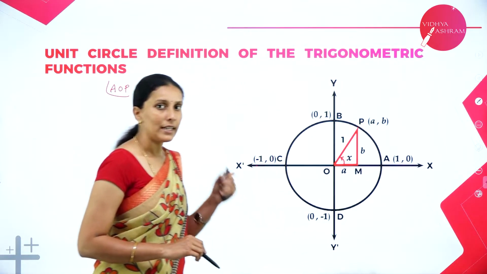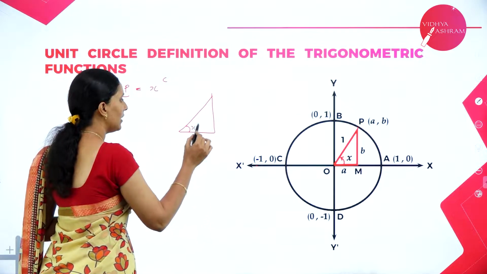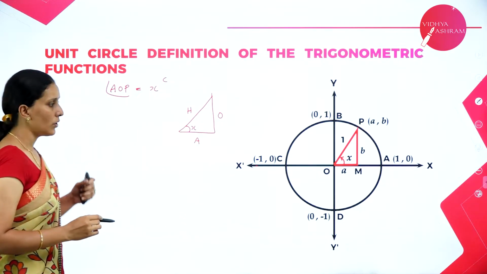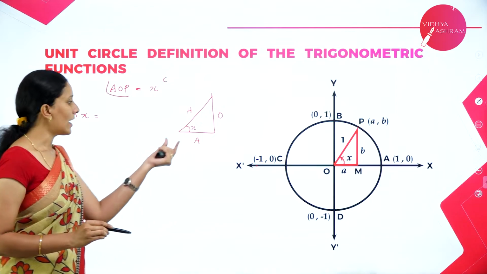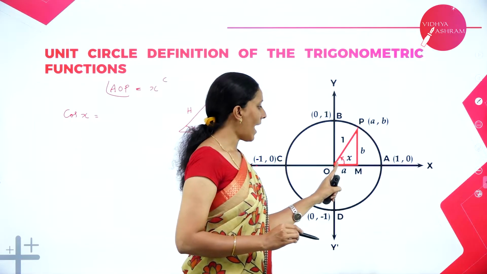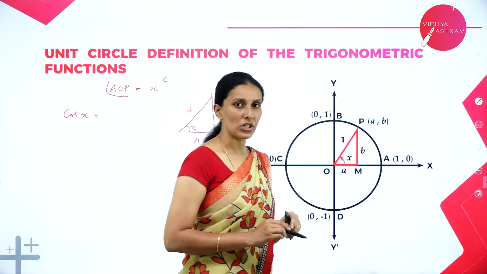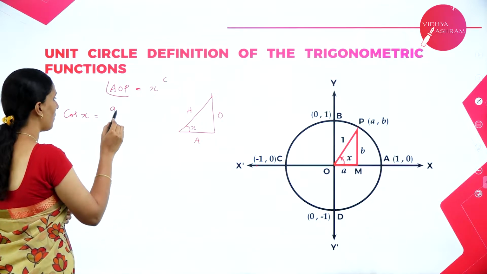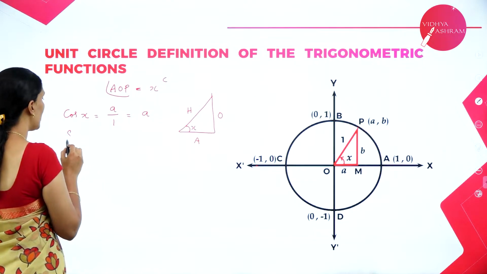Now, we know that in any right angle triangle, if x is the angle, then we call this as an opposite side, adjacent side and hypotenuse. So, what is the definition of cos x? Cos x is always adjacent side by hypotenuse. Consider the triangle here, that is OPM. So for angle x, we have adjacent side as A, opposite side as B and hypotenuse as 1. So therefore, according to the triangle here, we have cos x is equal to A by 1, which is nothing but A.